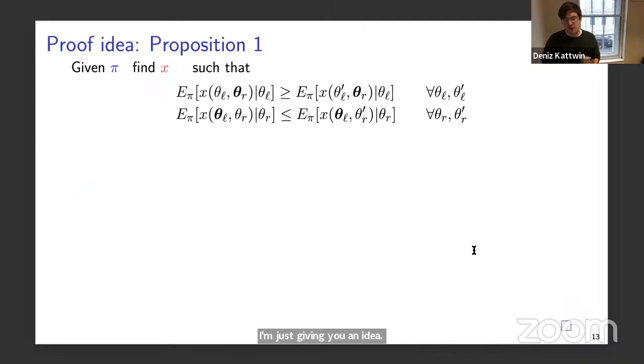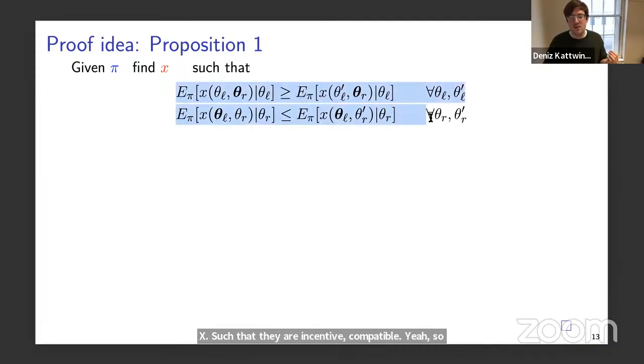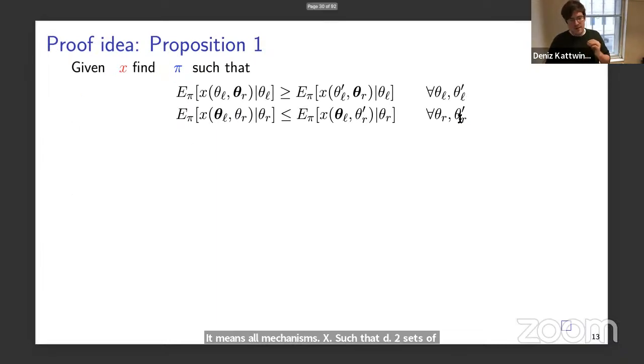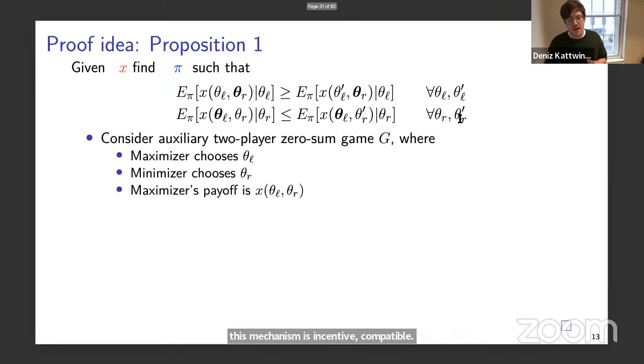To do that, let's remind ourselves what the exercise here is. The exercise is, I'm given a distribution pi, and now I have to find all mechanisms X such that they are incentive compatible. What does this mean? It means all mechanisms X such that these two sets of incentive constraints are fulfilled. What we propose in the paper is to take a dual perspective. We could also say, let's fix a mechanism and let's think about all the distributions for which this mechanism is incentive compatible. And if you do that, then you're halfway there, because if you stare long enough at these equations, you will see that we can formulate this problem as a related game.